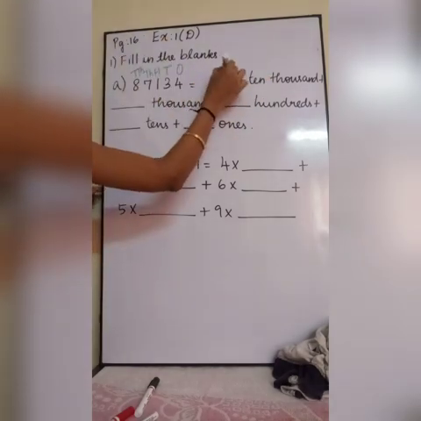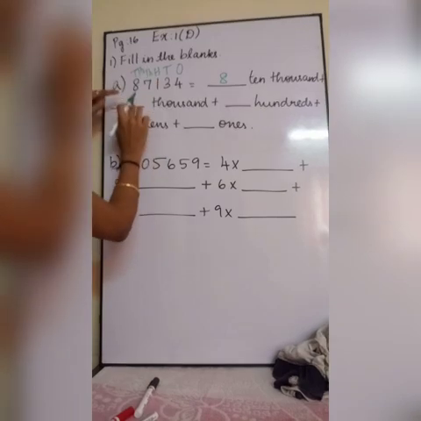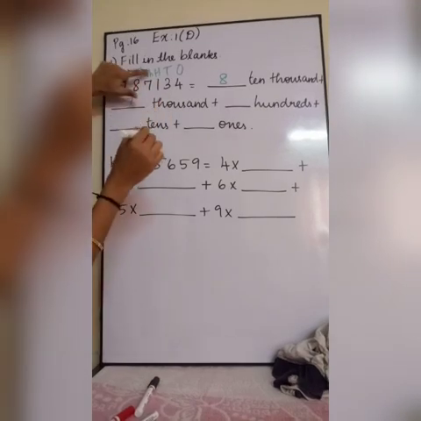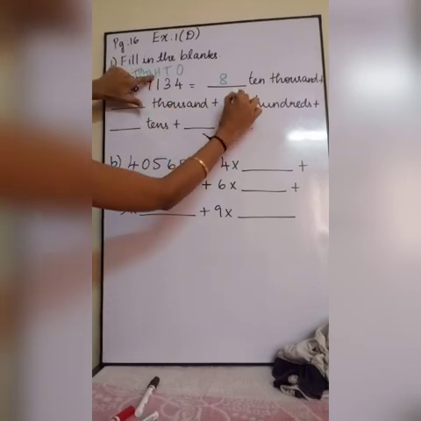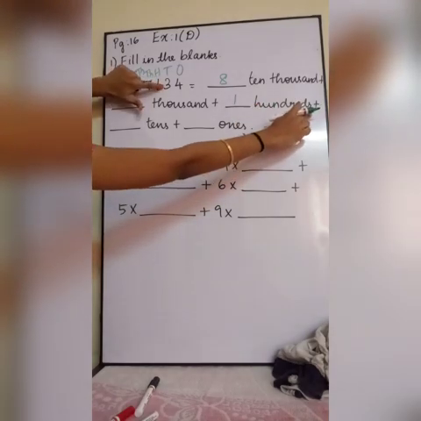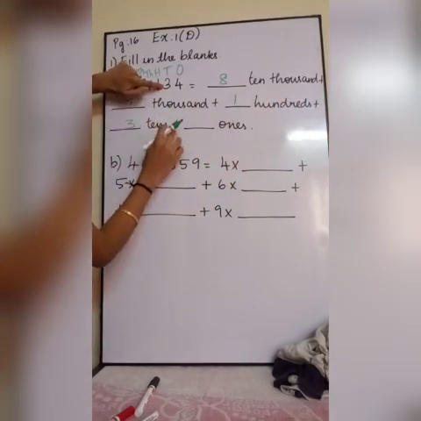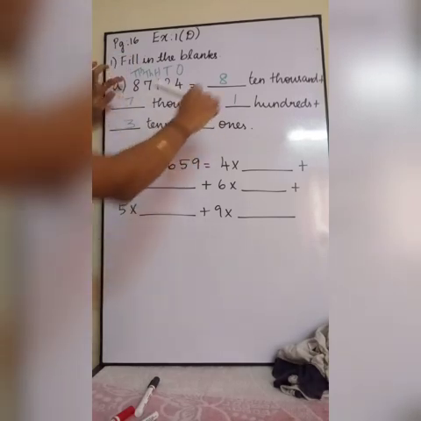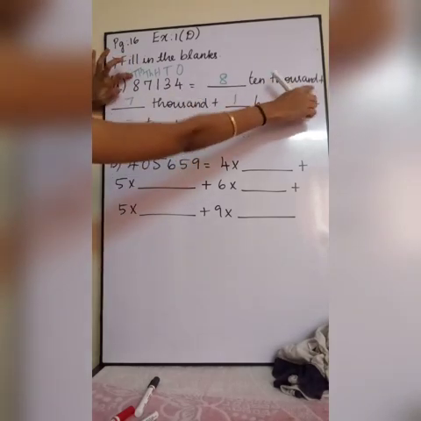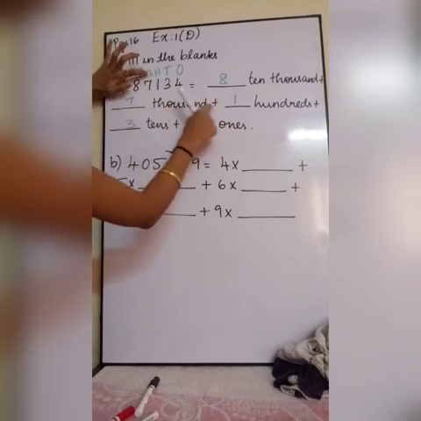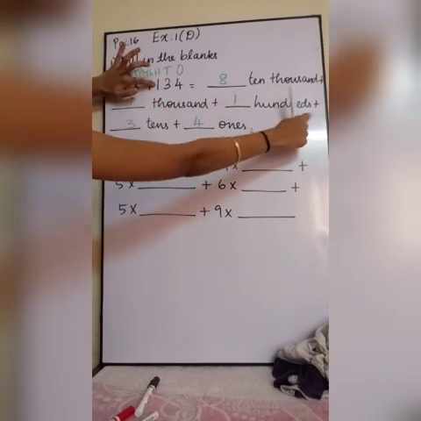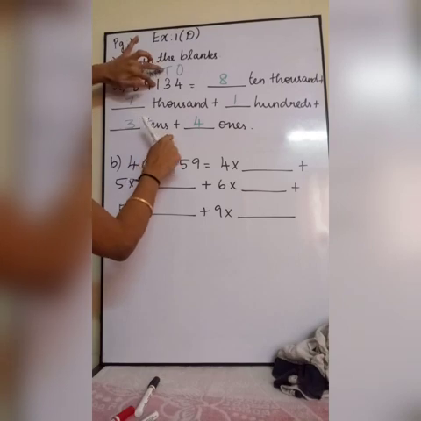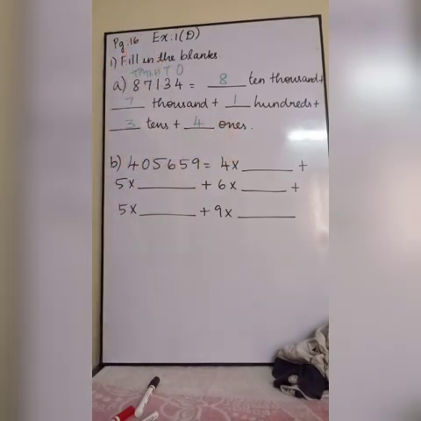8 ten-thousands plus 7 thousands plus 100 plus 3 tens plus 4 ones. Understood? 8 ten-thousands plus 7 thousands plus 100s plus 3 tens plus 4 ones. Okay, this is how you should fill in the blanks.